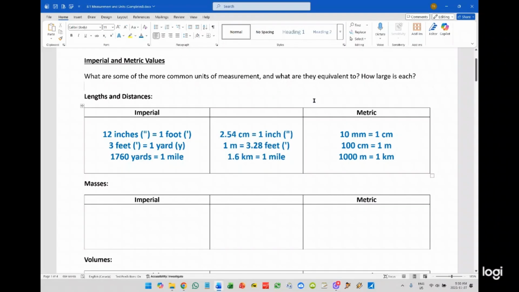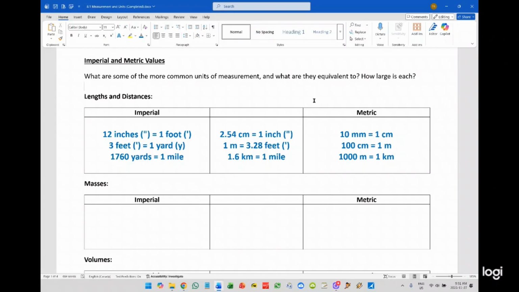If 1 foot was exactly 30 centimeters, then we'd have exactly 2.5 centimeters per inch. If you check a ruler, they're not exactly the same. So it actually works out to be 2.54 centimeters per inch. A foot, there are 3 feet in a yard.